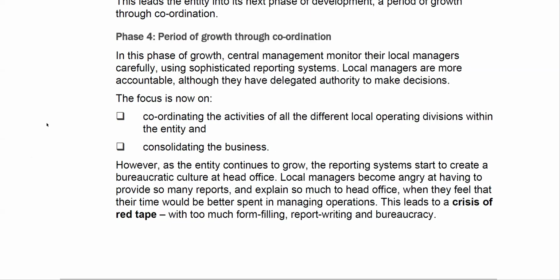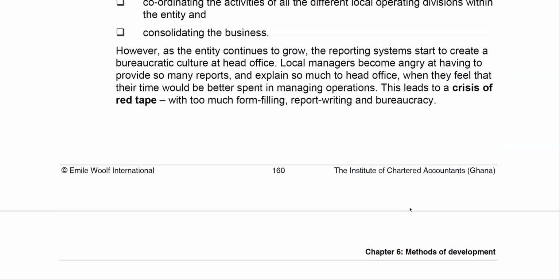The departmental head, right? Just to ensure there's appropriate coordination. However, as the entity continues to grow, the reporting systems start to create a bureaucratic culture at the head office, right? As we said earlier. And local managers become angry at having to provide so many reports and explain so much to head office when they feel that their time would be better spent in managing the operations. So it leads to the crisis of red tape, with too much form filling, report writing, and bureaucracy, okay?